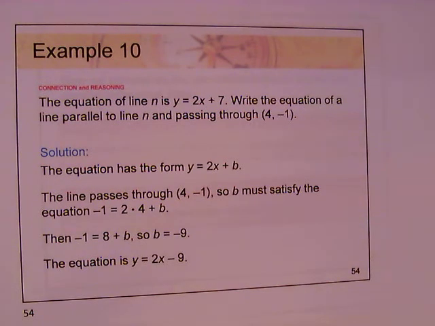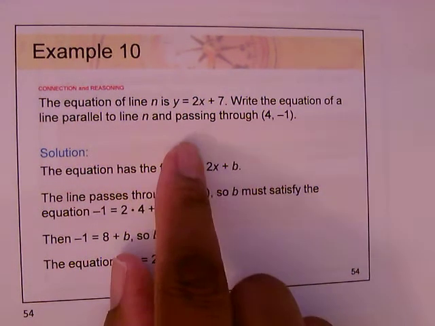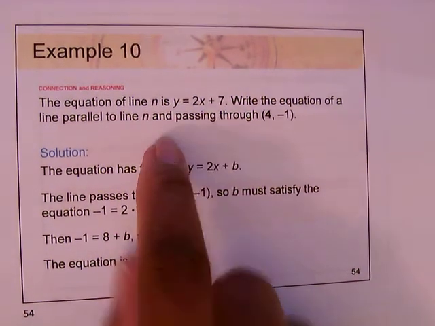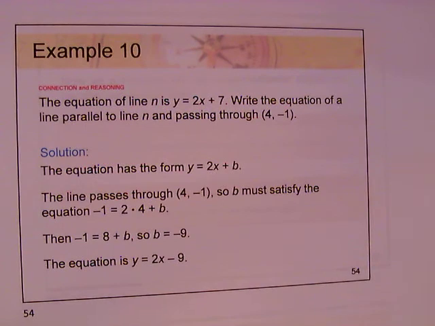That's because if we have two parallel lines, that means the slopes have to be the same. So if the slope of this line is 2, that's the coefficient of x, then the slope of the line parallel to it has to be equal to 2 as well.